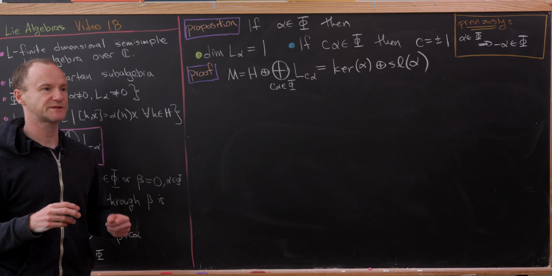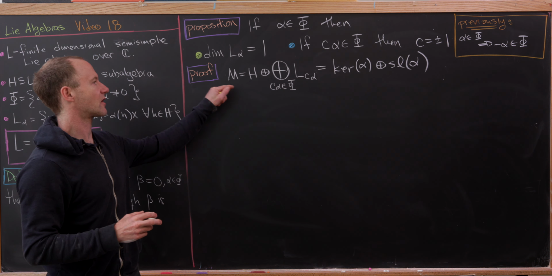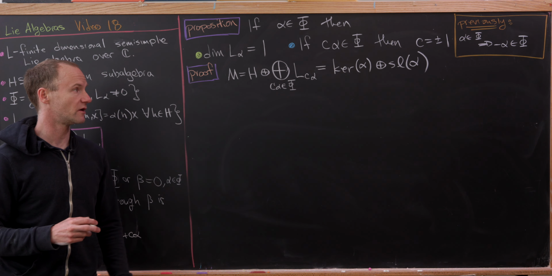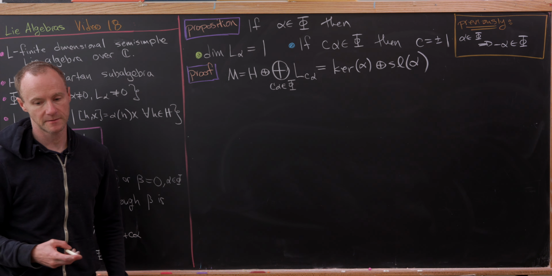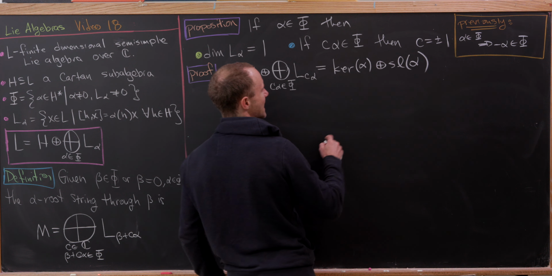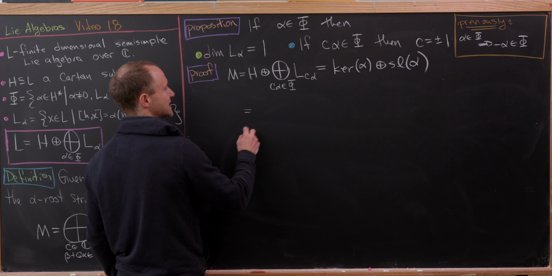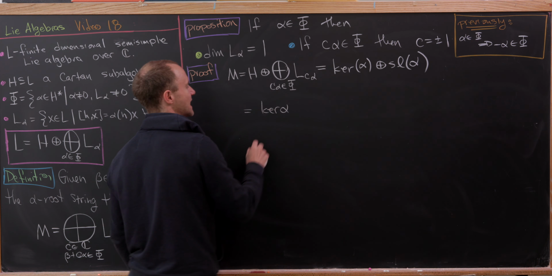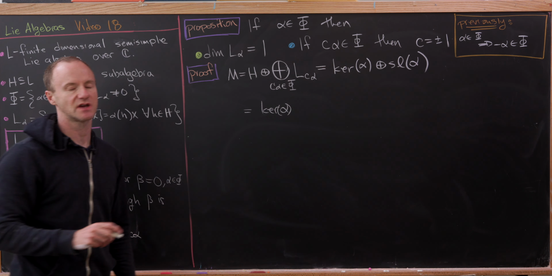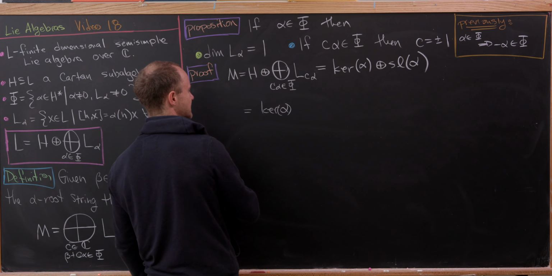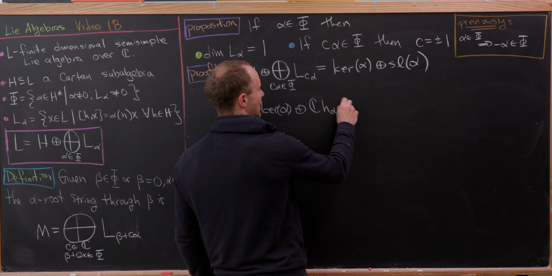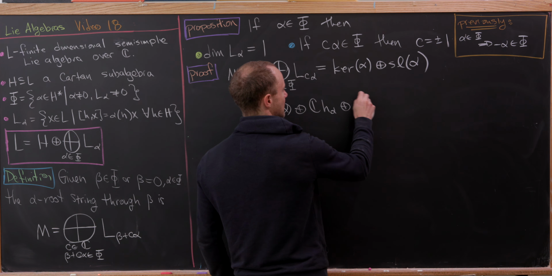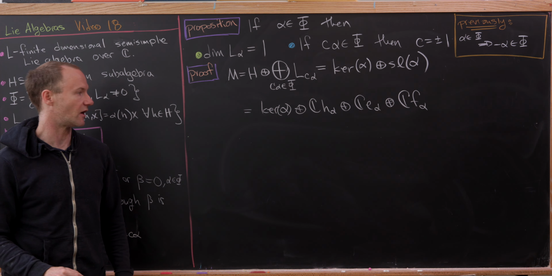Okay, so we just spent a long time showing that our M had this decomposition of the kernel of alpha direct sum with this SL2 subalgebra SL alpha. But notice that we know how to write SL alpha. In fact, what this tells us is that we have the kernel of alpha, and now this is going to be as vector subspaces, not as submodules. So as vector subspaces, this is the kernel of alpha, direct sum with CH alpha, direct sum with CE alpha, direct sum with CF alpha. So those are just the basis vectors for SL alpha.